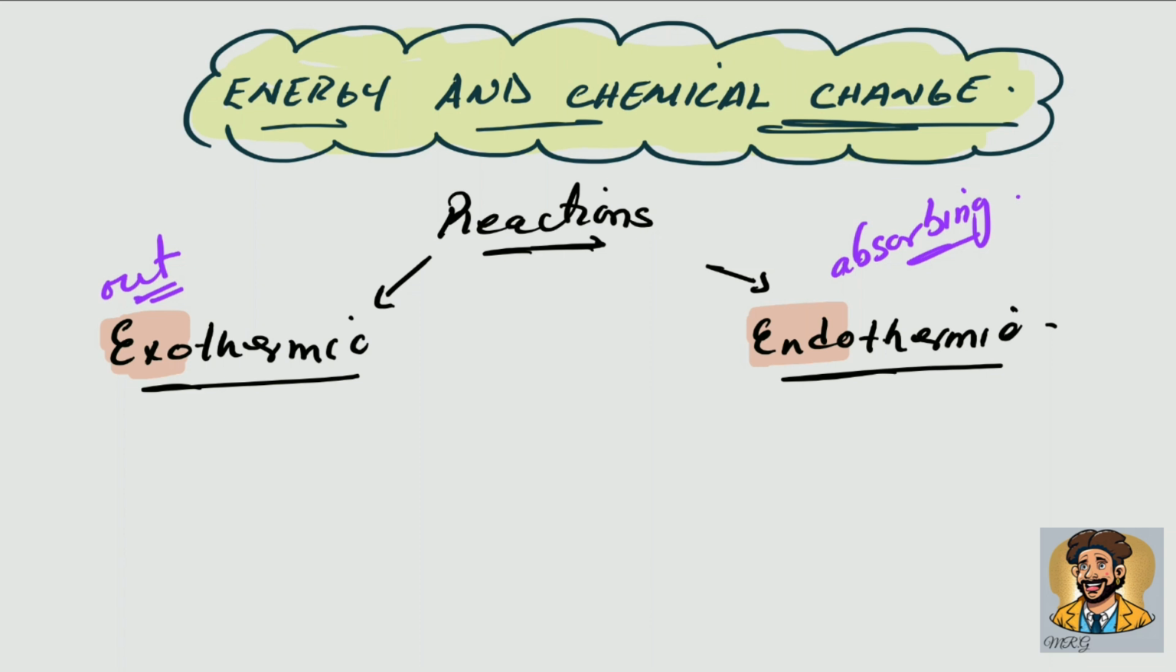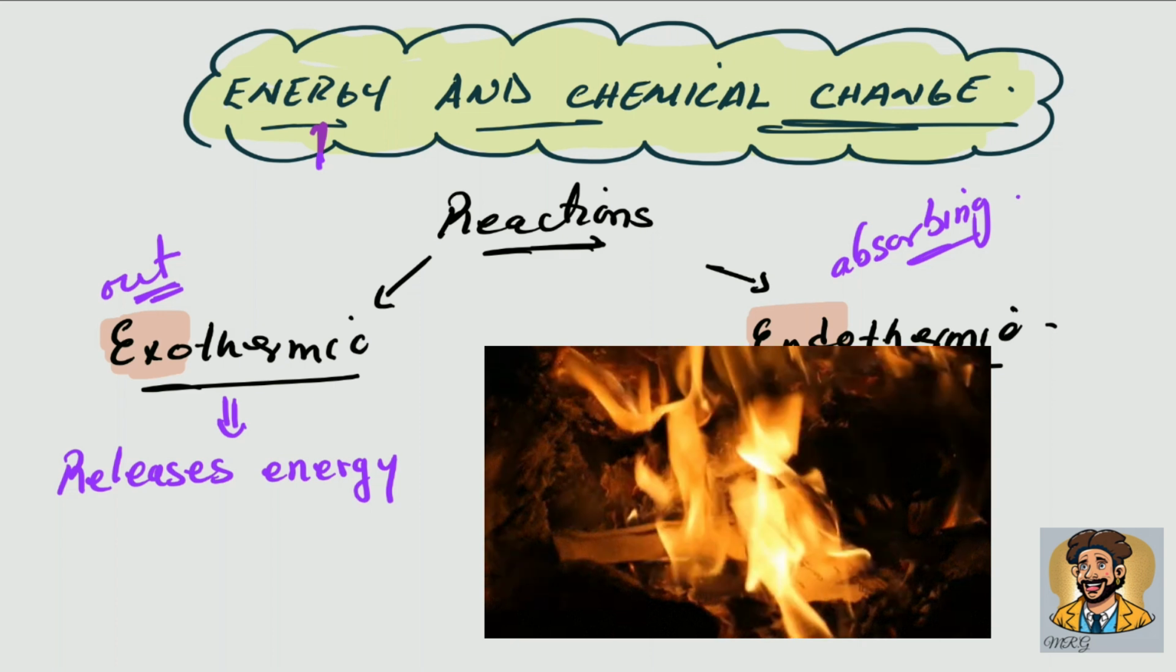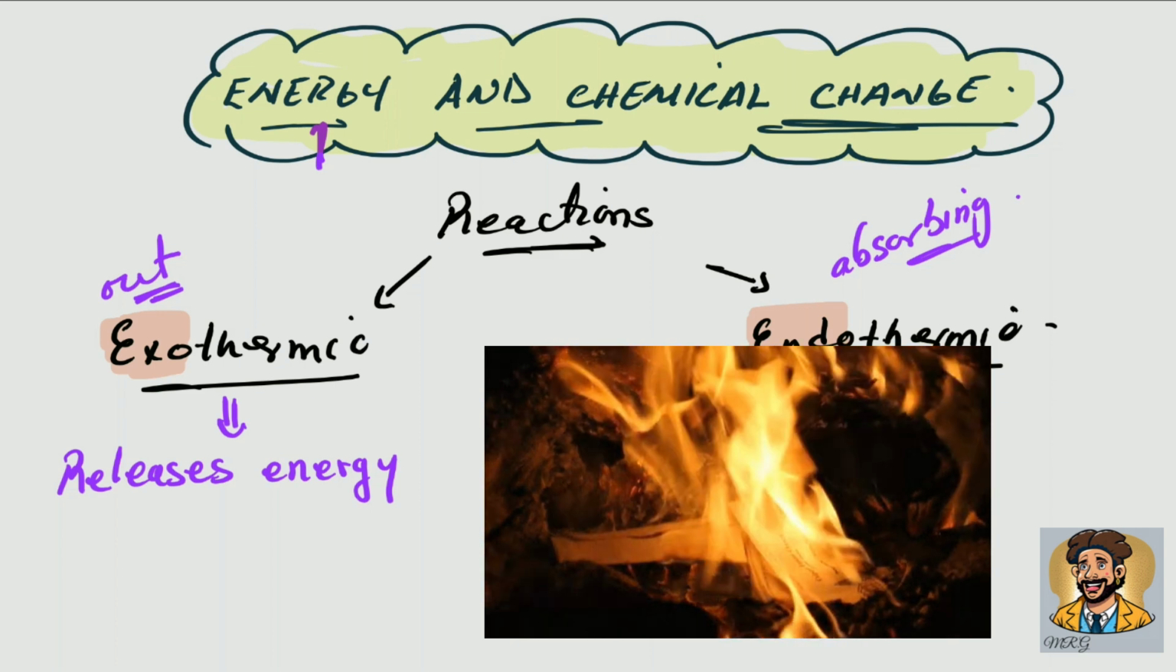So this is the main thing. Those prefixes mean those specific words. Exo means out and endo means absorbing. If we are speaking about energy, which is the main part of this topic, and we have an exothermic, thermic comes from heat. So this type of reaction is going to give out heat, or is giving out energy. The exothermic reaction does release energy. It gives energy away or out of the system.